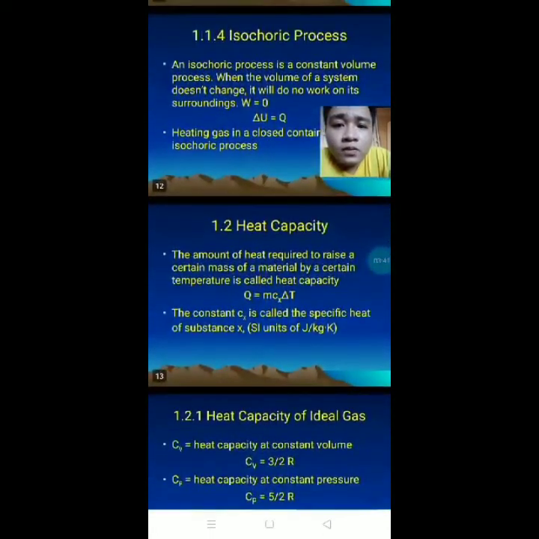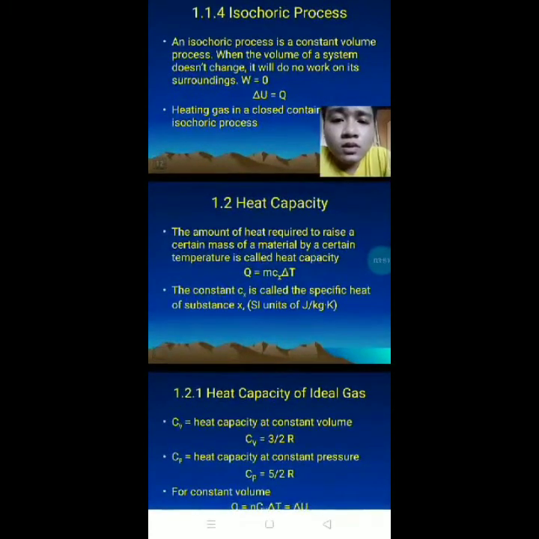The fourth process is the isochoric process. An isochoric process is a constant volume process. When the volume of a system doesn't change, it does no work on its surroundings. W is equal to 0.